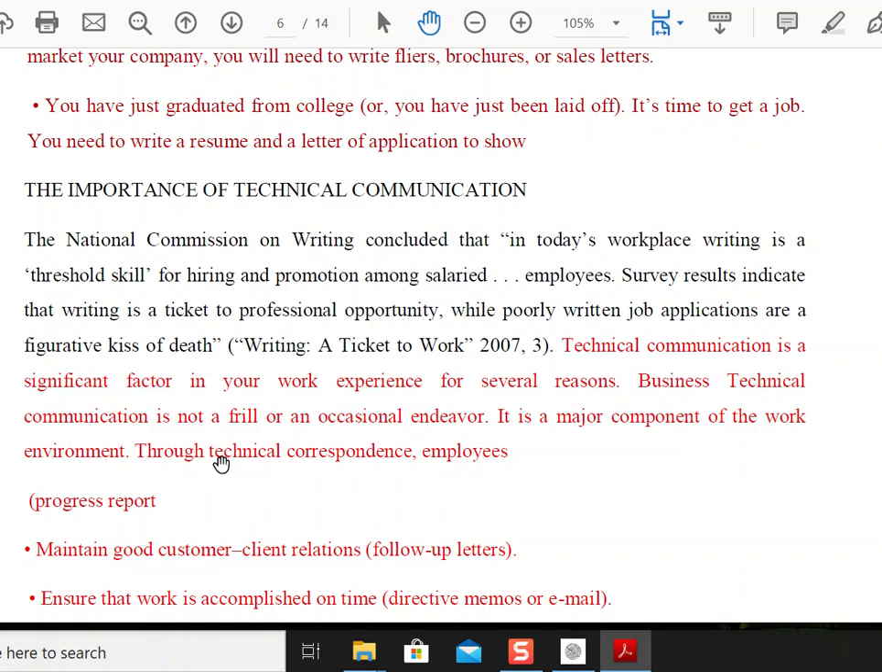Business technical communication is not a frill or an occasional endeavor. Meaning, he says that business technical communication is not hearsay, it is not a day's job, or a one day attempt. Actually, it is constant work, a constant practice. You have to keep updated, you have to keep imparting the latest technology. It's a major component of the work environment through technical correspondence and employees. Meaning you have to be constantly involved in this discussion.